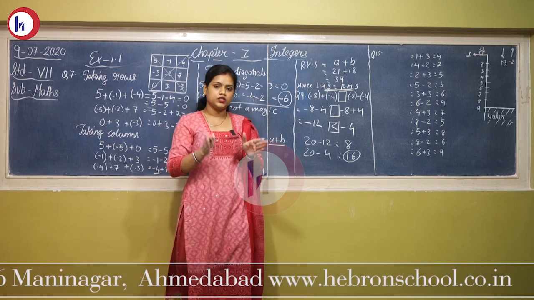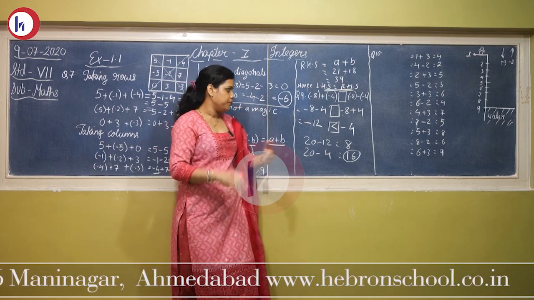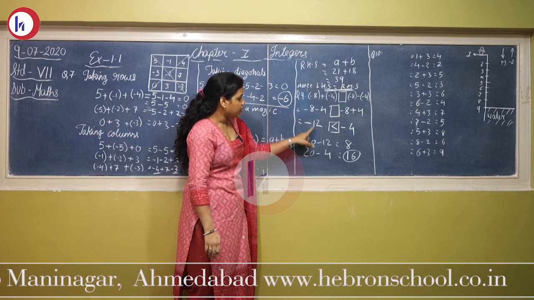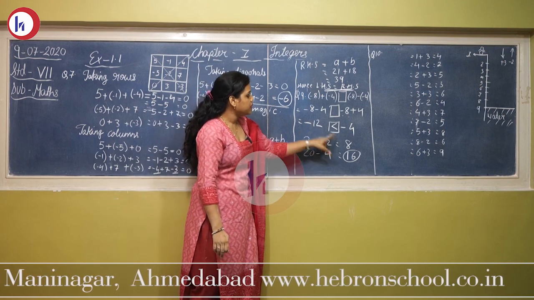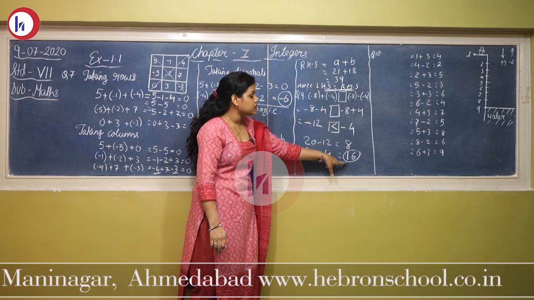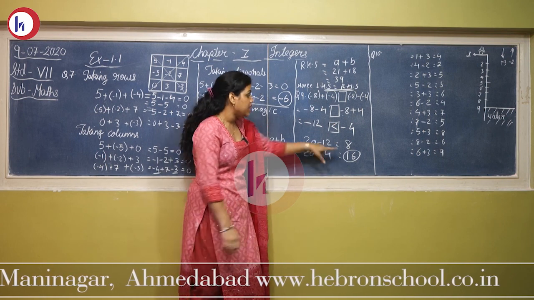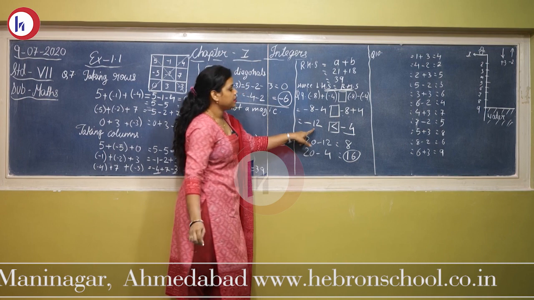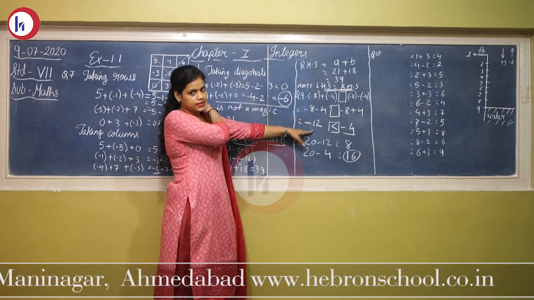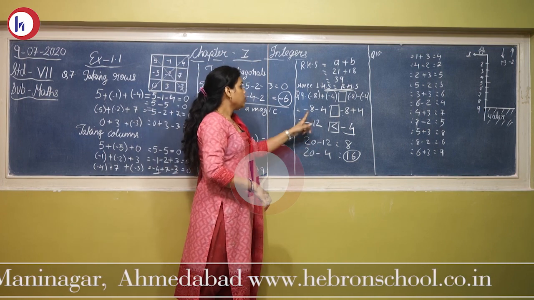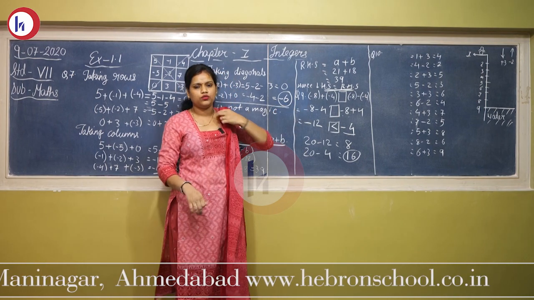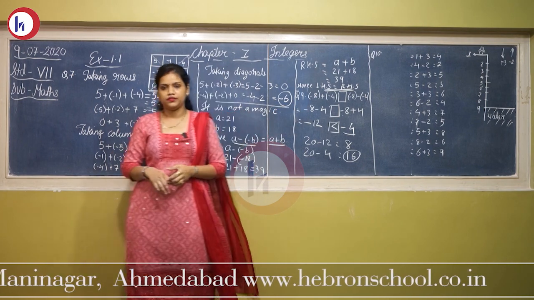It is the opposite of what you normally do with positive numbers. You can think that way: if you have 20 and you subtract 12, you get 8, and if you subtract 4 from 20, you get 16. So 16 is greater. That way minus 4 becomes greater than minus 12. So you can understand in this way. Okay. So in question number 9, all 3-4 sums are given. You can try them yourself.